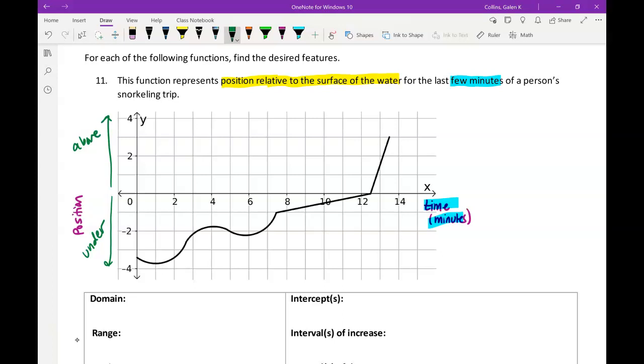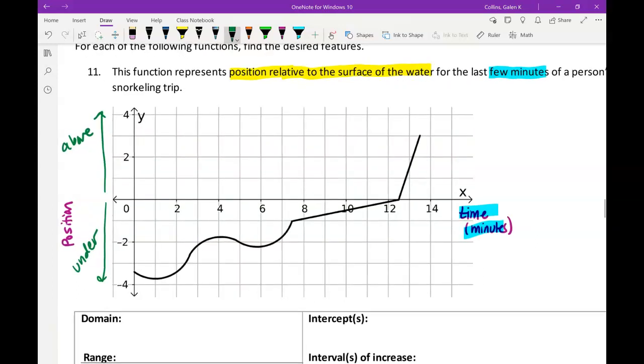Okay, we're asked to identify the domain of this function. So for the domain, again, that's going to be all the x values where this function exists. And I'm going to use interval notation.